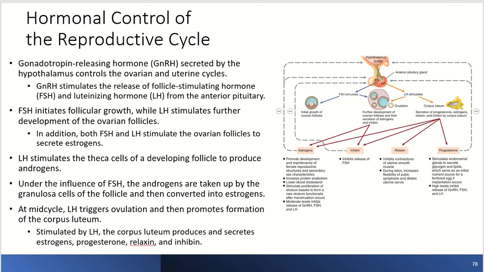At about mid-cycle, halfway through this cycle, the luteinizing hormone is going to trigger ovulation to occur, and it's then going to promote the formation of the corpus luteum. So stimulated by that luteinizing hormone, the corpus luteum is going to produce and secrete estrogen, progesterone, relaxin, and inhibin.